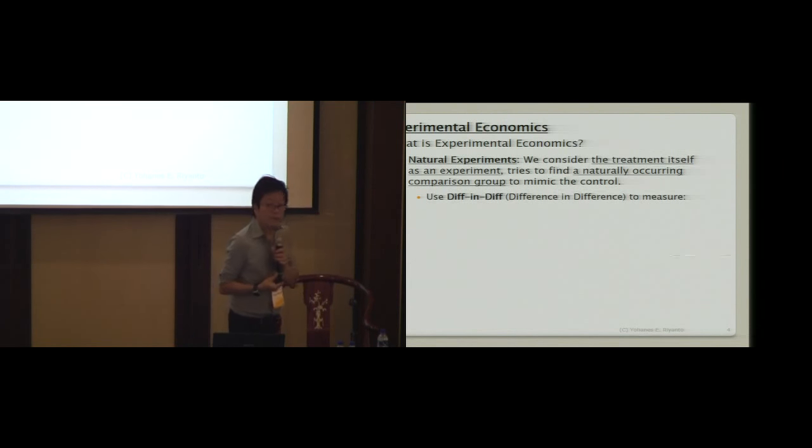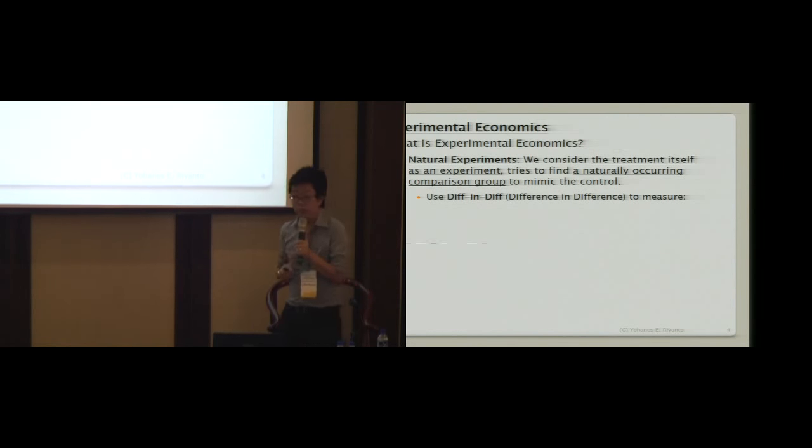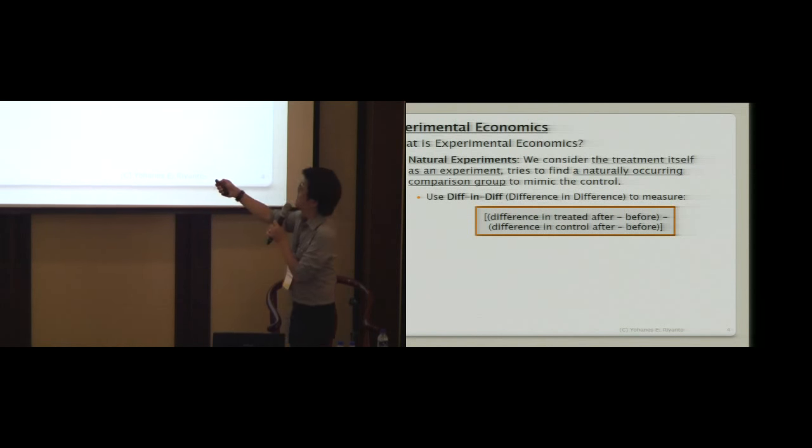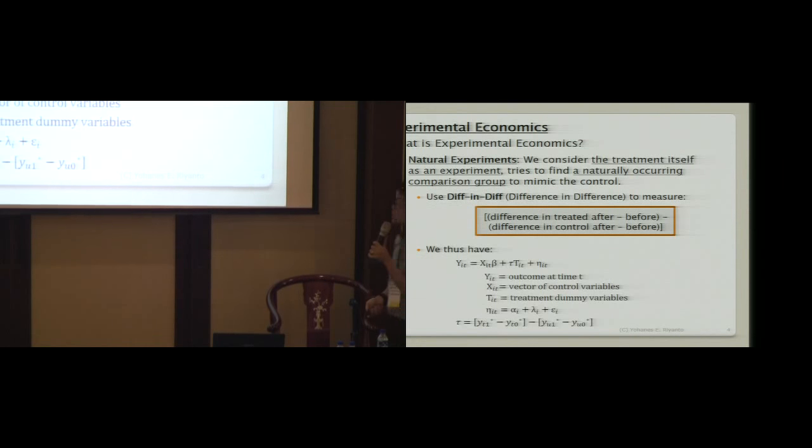Okay? So what we do, I think many of you are familiar with this, we use difference in difference. Okay? So what do we measure? We measure the difference in the treated group after and before, and compare that to the difference in the control group after and before. Okay? So we thus have something like this. So y_it is the outcome at time t, and this x_it is a vector of control variables, and that is an important element. That's the treatment dummy variable, depending on what treatments we have. So that's the treatment dummy, and these are the error terms. So we are interested in looking at the difference in difference between the treated and the untreated group, before and after.